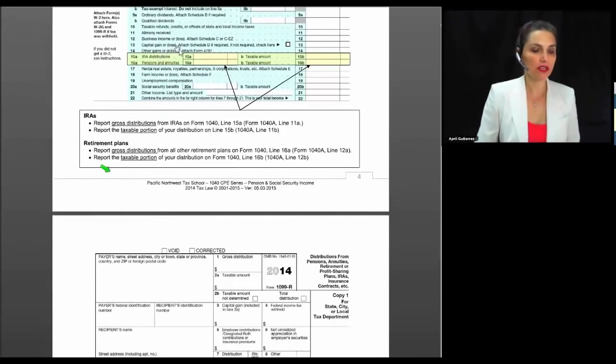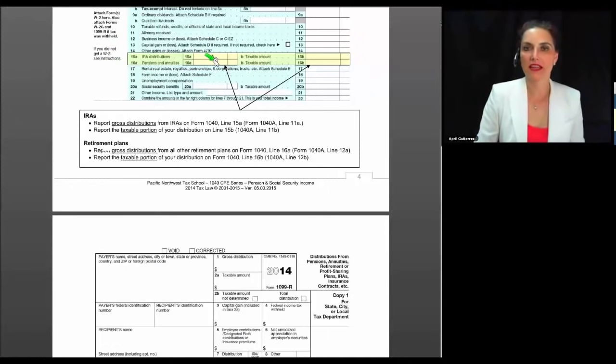Now you'll notice that each of these lines has two slots. Line 15A is where you show the gross distribution from an IRA, and line 15B is where you report the taxable portion of that distribution. It is possible for line 15A to be smaller than line 15B. More often line 15A is larger than line 15B, but I have seen situations where line 15A was smaller than line 15B. So line 15A, IRA distributions; line 16A, pension and annuity distributions.